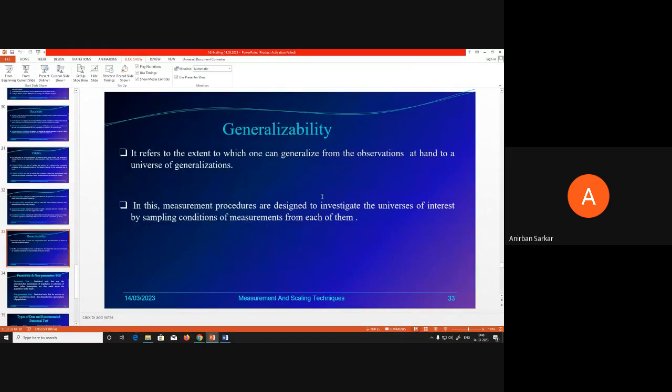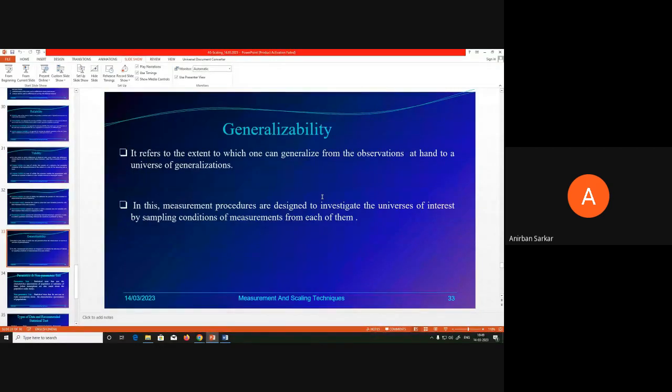And now we are coming to the generalizability concept. What is generalizability? Can anyone tell me, in layman's language, what is generalizability? See, as per definition, it refers to the extent to which one can generalize from the observations at hand to a universe of generalizations. In this, measurement procedures are designed to investigate the universes of interest by sampling conditions of measurements from each of them.